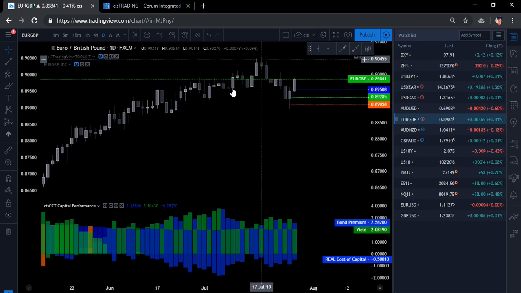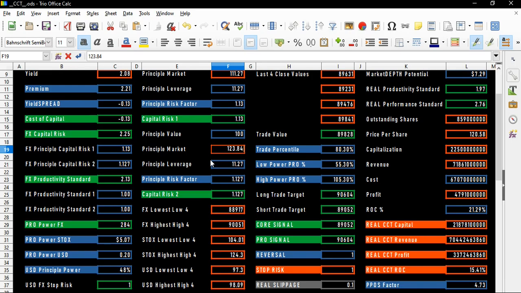So when we look at this CCT Pro calculator and we look at the Forexometer, it's telling us that our long trade target is right around our peak range on our last swing high. Our short trade target is around 89.5.